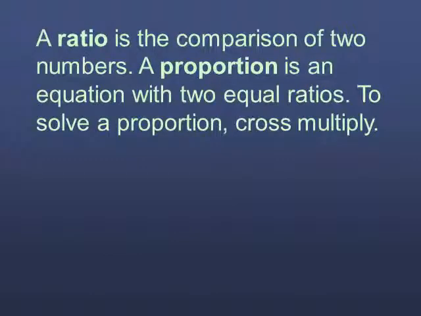A ratio is just a comparison of two numbers, and it's basically a fraction that we use in a certain way. A proportion is an equation with two ratios. So hopefully this is just a little refresher on how we set up proportions, and we cross multiply.